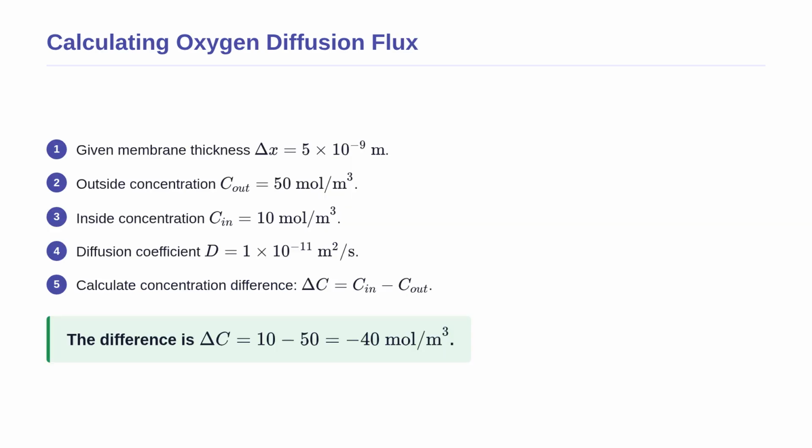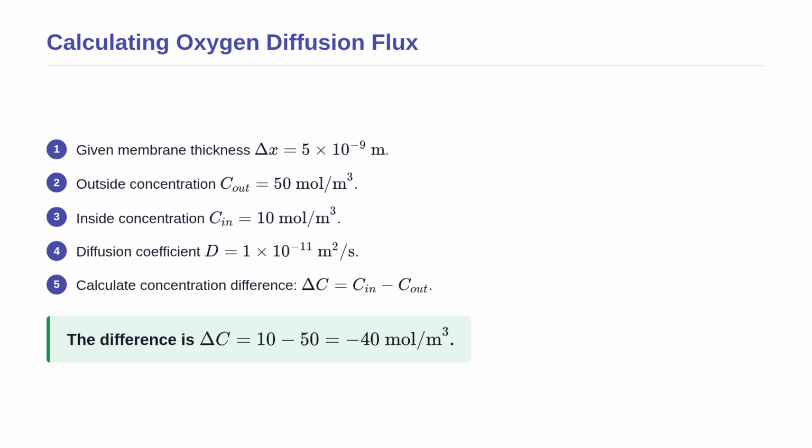Before we move on, let us see this formula in action with a concrete example. Imagine a cell membrane with a thickness of 5 × 10^-9 meters. The concentration of oxygen outside the cell is 50 moles per cubic meter, and inside it is 10 moles per cubic meter. The diffusion coefficient is 1 × 10^-11 square meters per second. We need to find the diffusion flux of oxygen into the cell. Because the outside concentration is higher, oxygen will naturally flow inward.